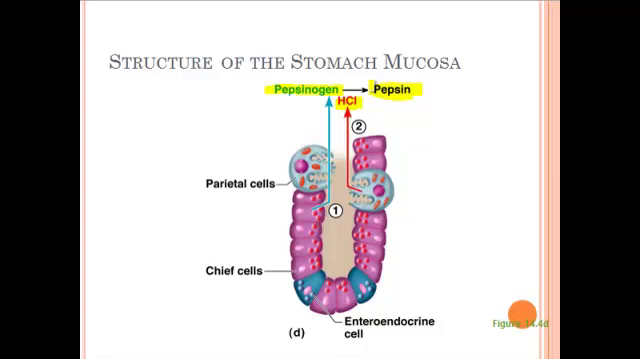After all this digestion inside the stomach happens, the food is called chyme. C-H-Y-M-E. And chyme is what is then going to go into the small intestine.